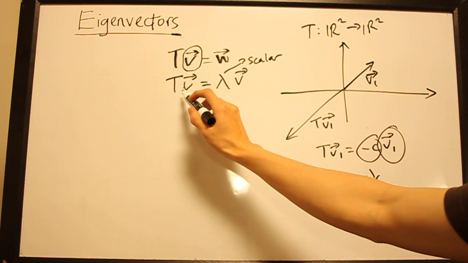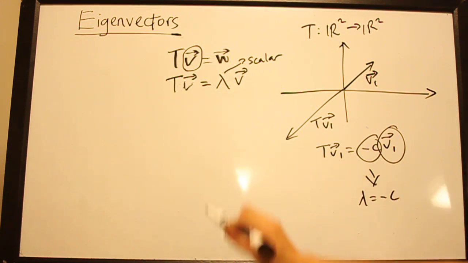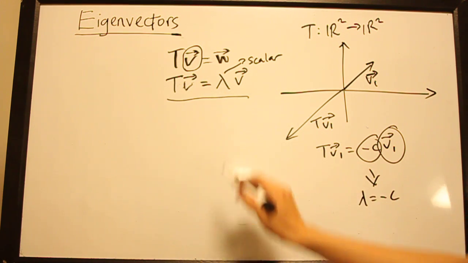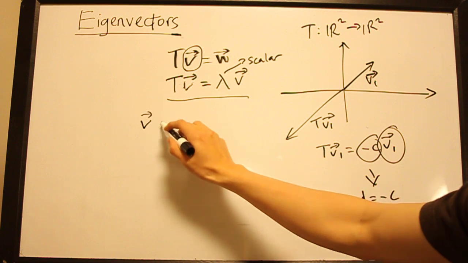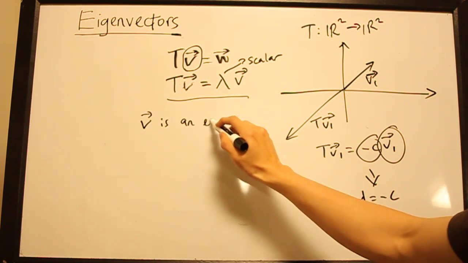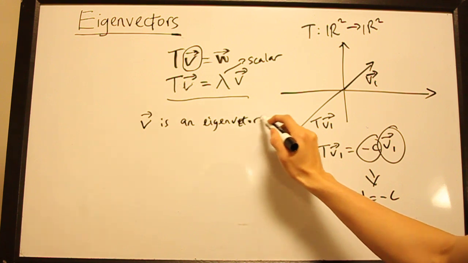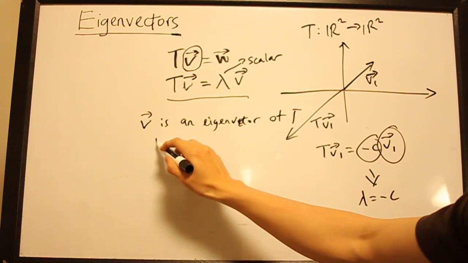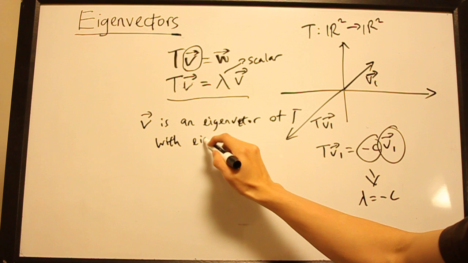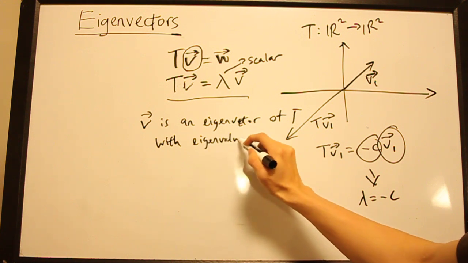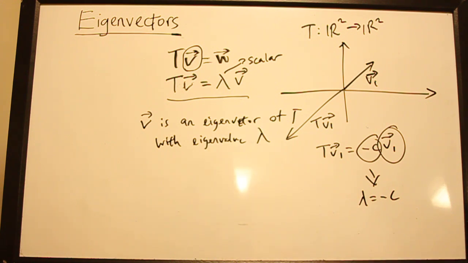So if we can find a vector V that satisfies this, we say that V is an eigenvector of T with eigenvalue lambda. And it's standard convention to call the eigenvalue lambda.